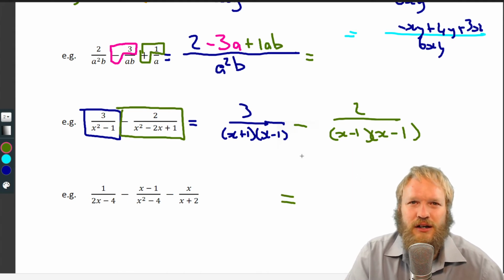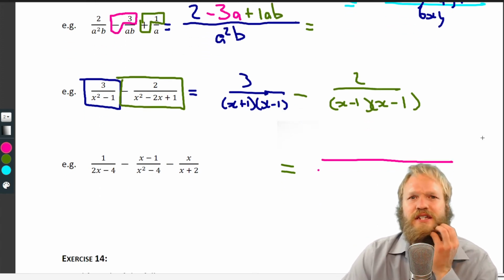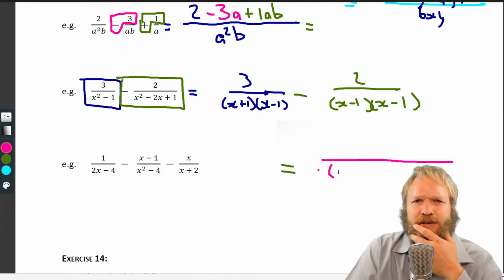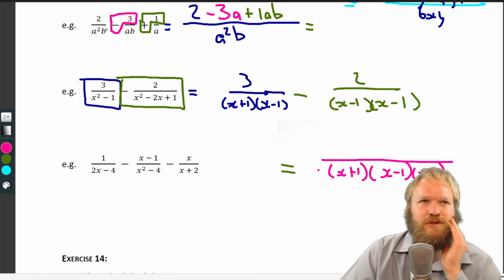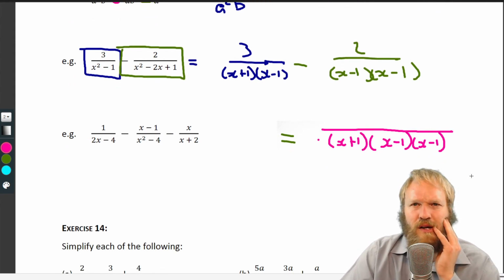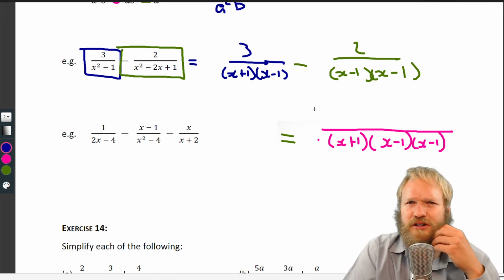Okay, so let's do this. In this case, what is our LCD? I'll be interested to see what you put here, because I reckon x plus 1, x minus 1, x minus 1. Like in this one here, we had a squared, so we had to have a squared over here. So here we've got something squared, so we need it squared. Let's keep at this, and then we'll look at, if we wrote it as a squared, how we'd think of it.